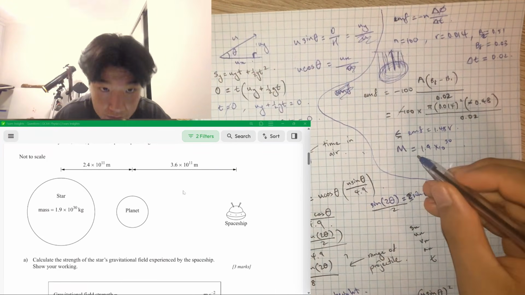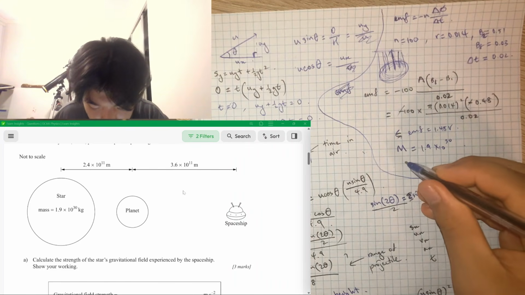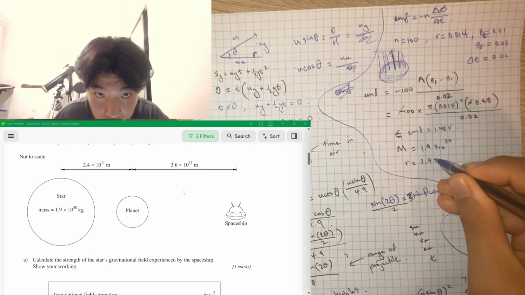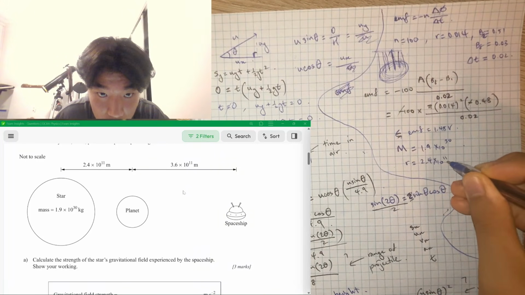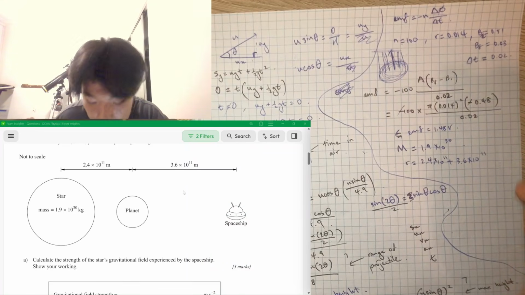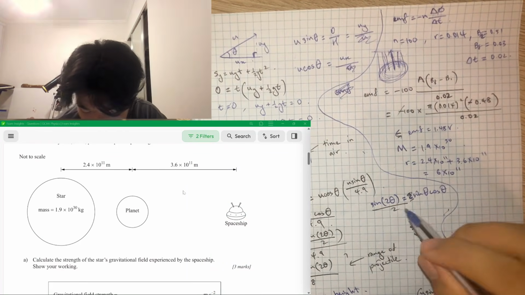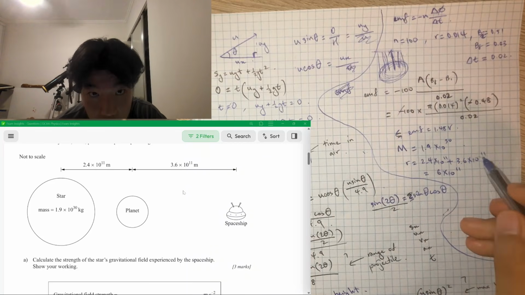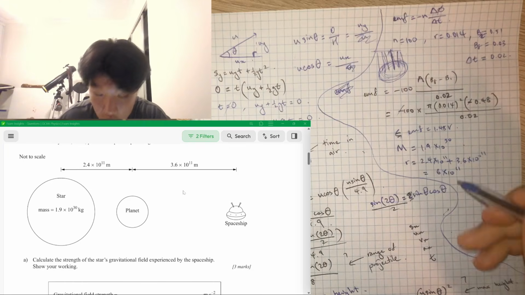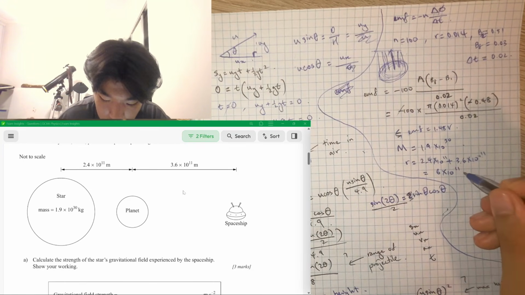The radius from the spaceship to the star is not 2.4. It's not just 2.4. It's 2.4 plus 3.6 times 10 to the 11. So this adds up to 6 times 10 to the 11 because they have the same scientific notation. You can factor it out and then just add these, which gives 6. That's 6 times 10 to the 11 meters.